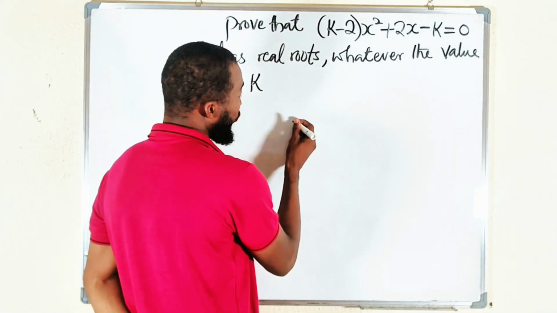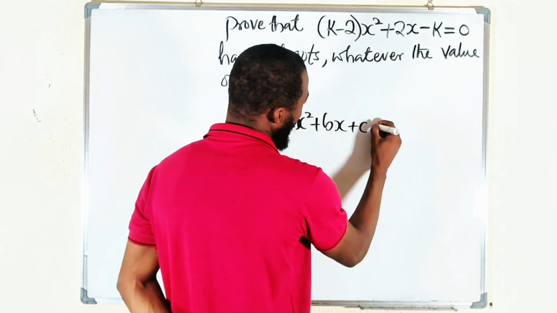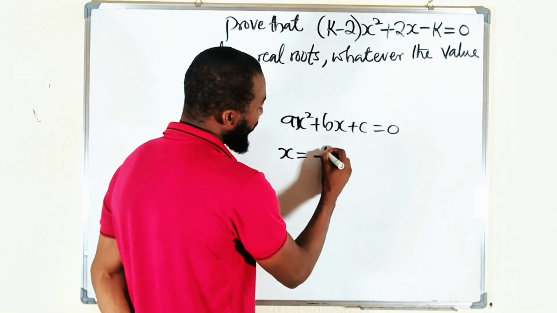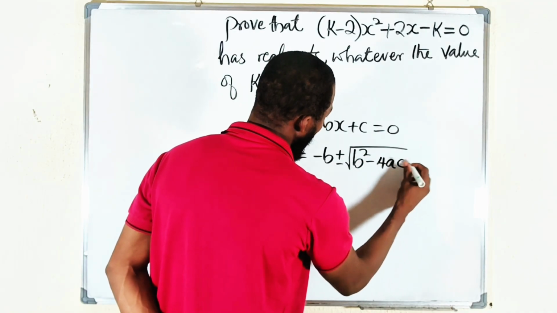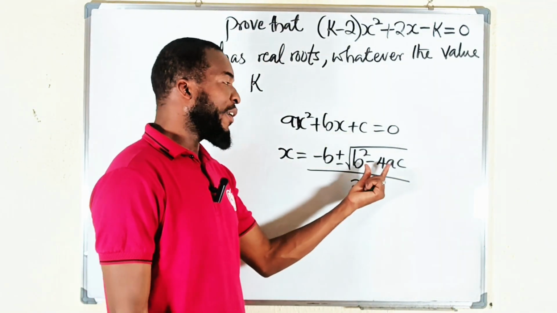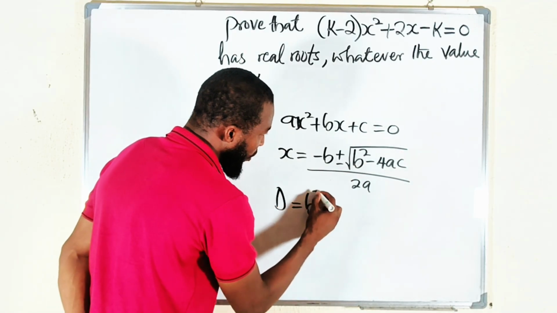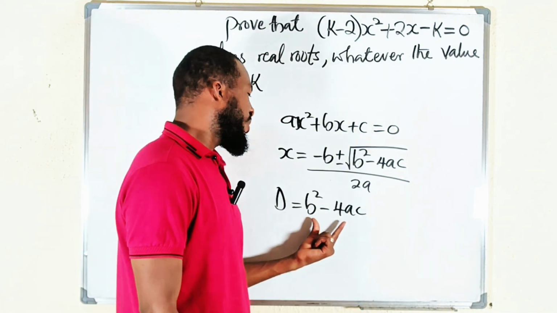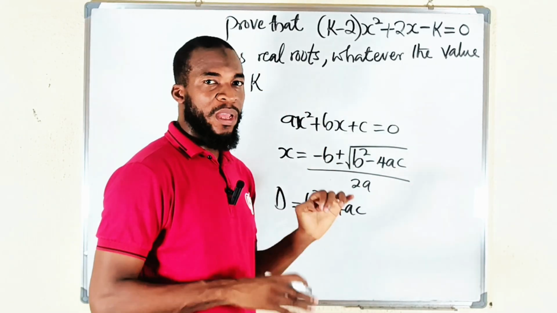If you have a general form, ax squared plus bx plus c equals 0, and you want to solve this quadratic equation, generally x is equal to minus b plus or minus the square root of b squared minus 4ac, divided by 2a. This is the general formula used to solve quadratic equations. The value under the square root, b squared minus 4ac, is what we call the discriminant. The discriminant plays a vital role when talking about the roots of a quadratic equation.